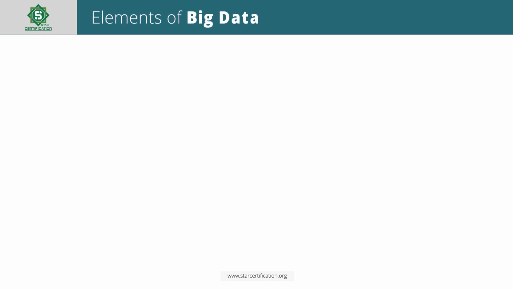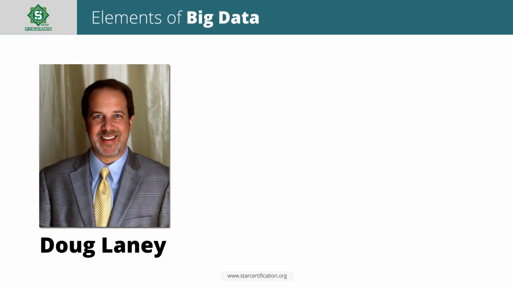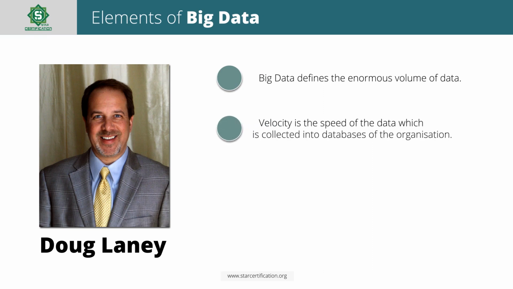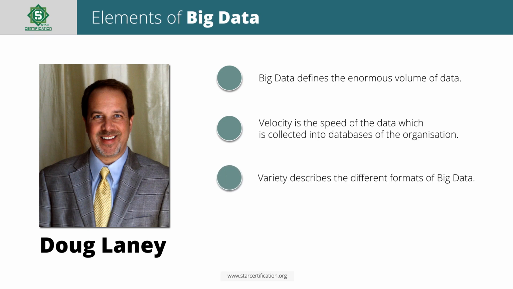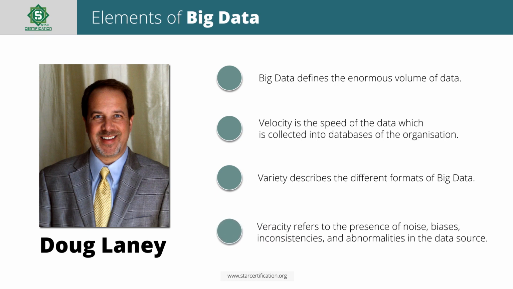Elements of big data. Doug Laney initially described big data as the collection of 3 V's, adding a 4th V later. Volume defines the enormous volume of data. Velocity is the speed of the data which is collected into databases of the organization. Variety describes the different formats of big data. Veracity refers to the presence of noise, biases, inconsistencies, and abnormalities in the data source.